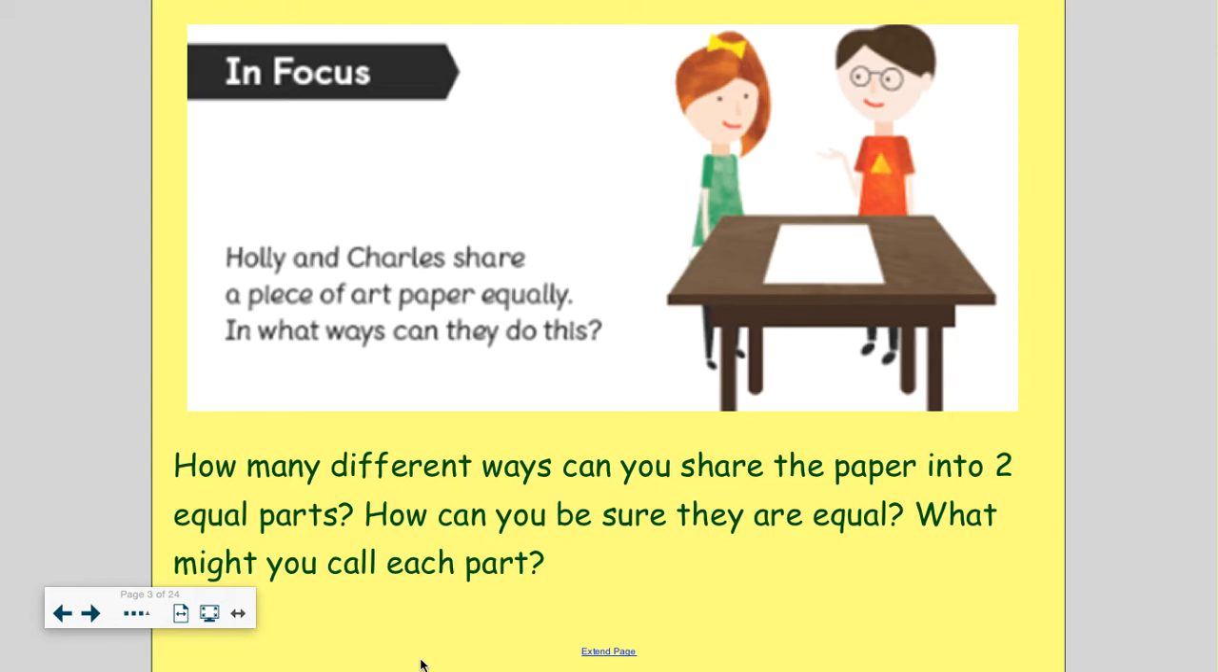I would suggest that you fold your paper to show two equal parts. Then have a think about how you can be sure that they definitely are equal. And what is it that you might call each piece that you give to Charles and Holly when that whole square has been shared into two equal parts? I wonder if you know what we call that when we share something equally between two. So now's your time to pause the video and see how many different ways you can fold that paper to give each child the same amount. Pause the video and have a go.